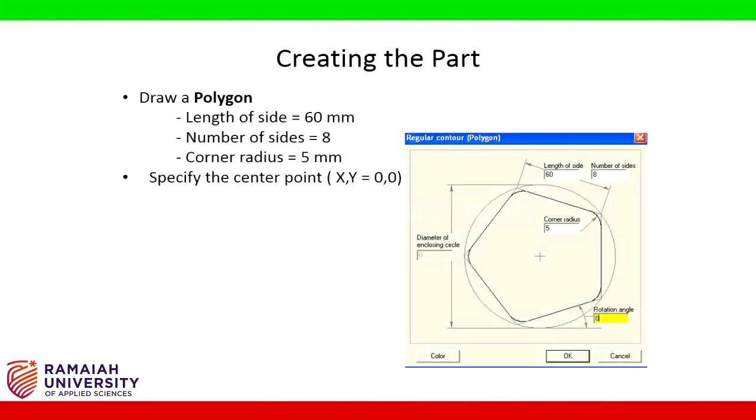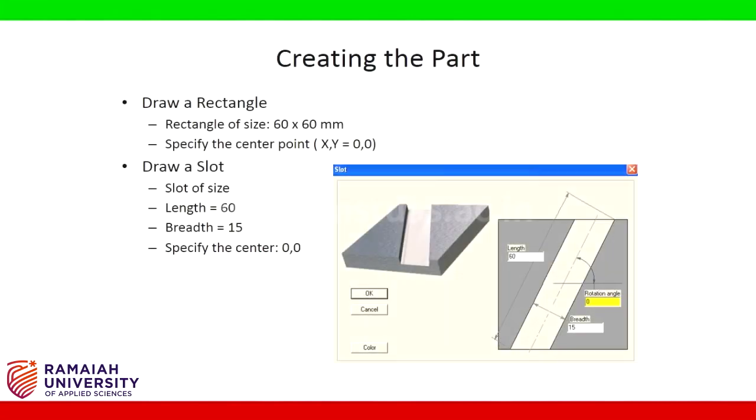Create part. Go to the main menu, select Draw, Shapes, Polygon and enter the values in the dialog box that appears. Number of sides is 8 and length of side is 60 mm with 5 mm corner radius, and specify the center point X, Y equal to 0, 0. Click OK. Draw another rectangle of dimension 60 x 60 mm and a slot of size 60 mm long and 15 mm width, and specify the center point X, Y equal to 0, 0. Click OK.